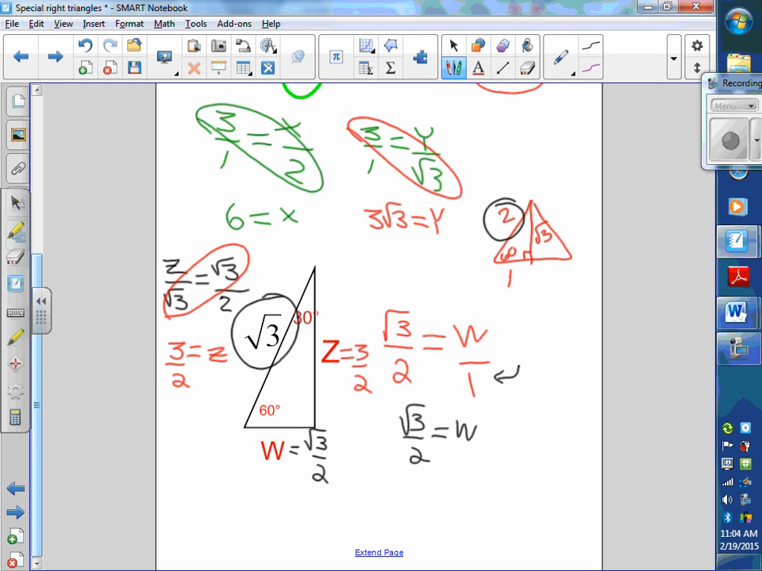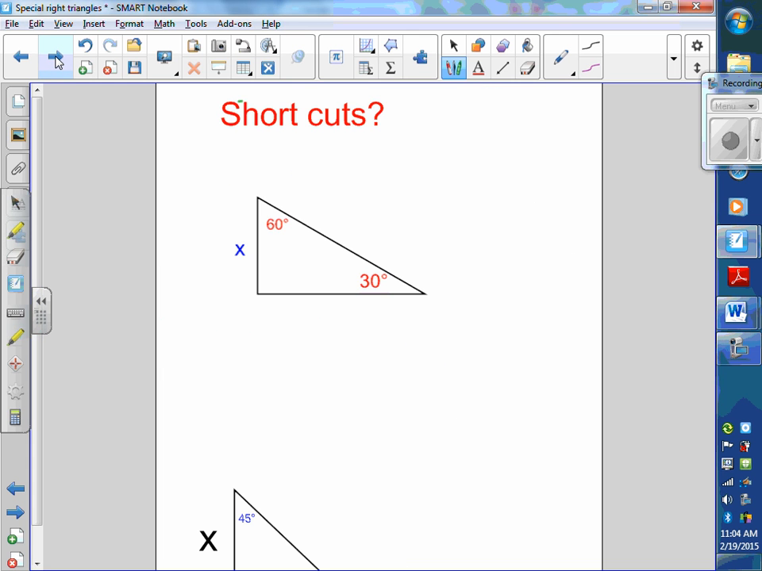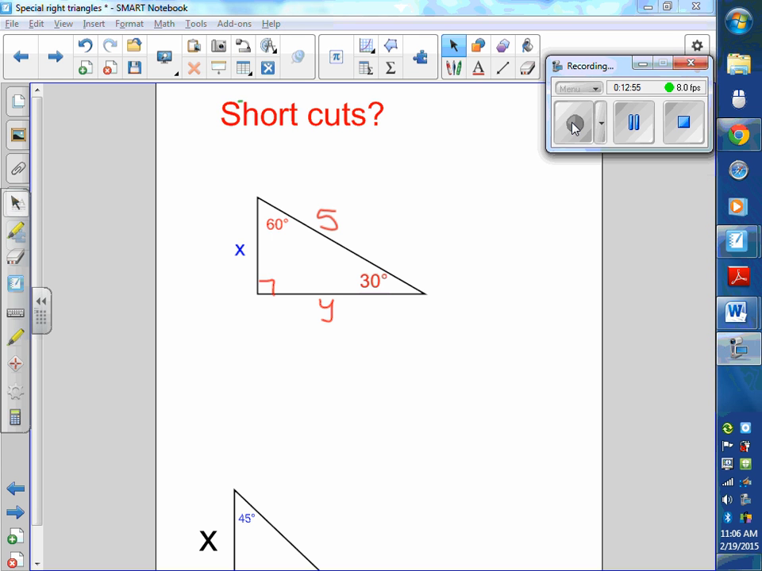Want to try one? Let's try this one. And let's make this, we'll start easy. Make this 5. And find X and Y. And we'll talk about a shortcut in a minute, but just practice that. If you have it in your head, let me have your answer. What do you have, Tyler?